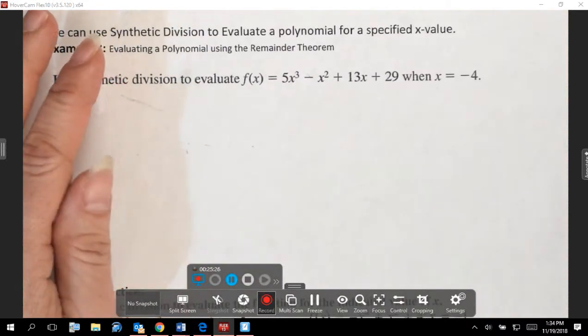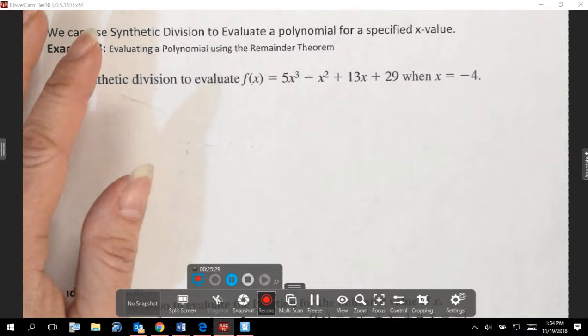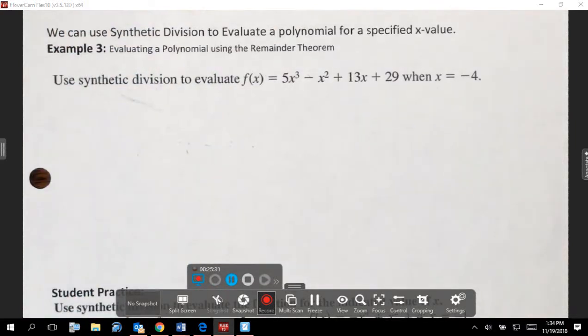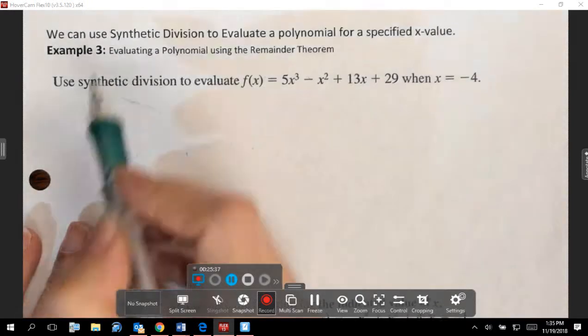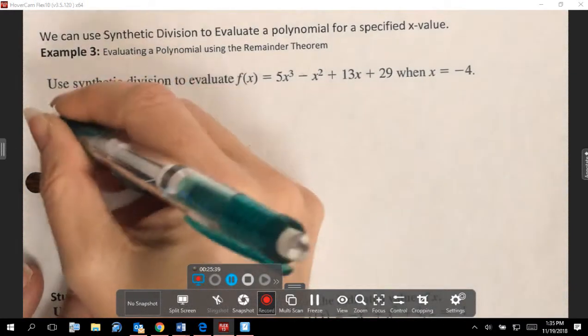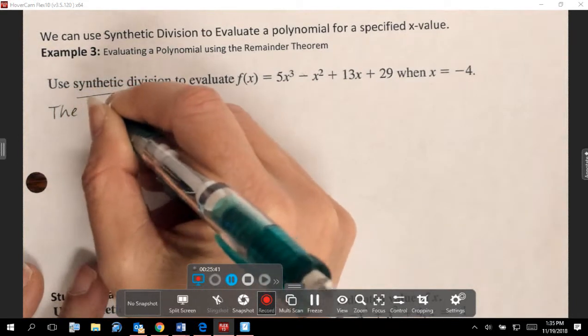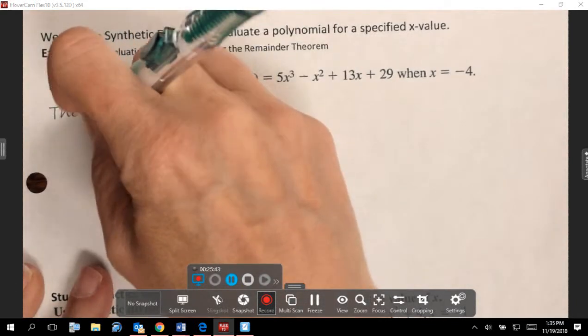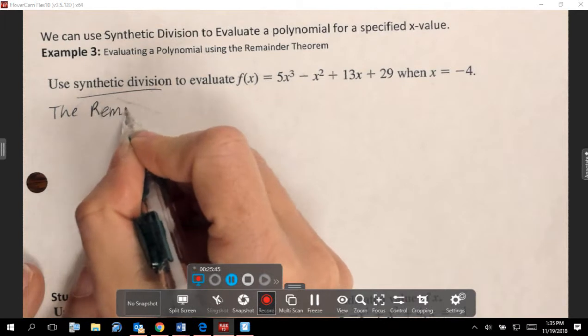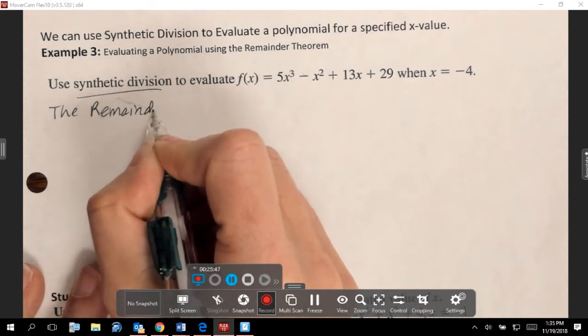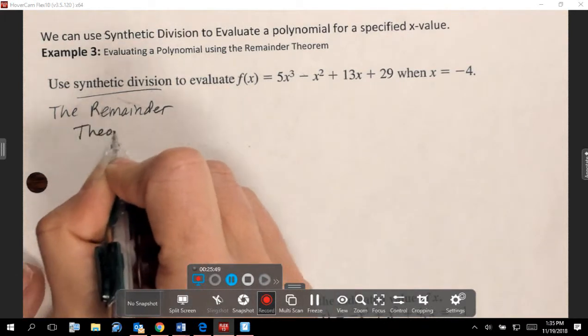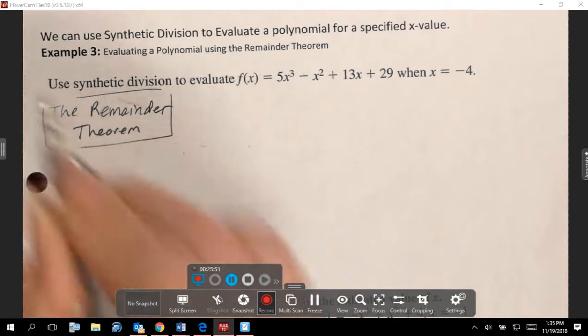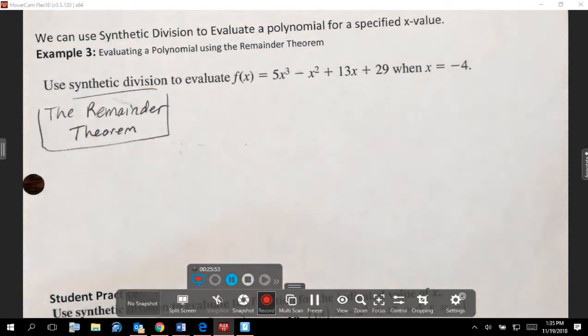If you never ever go back to this method, fine. But I want to introduce this method to you because we're doing synthetic division, so you're going to learn there is another method for finding the equation value when you plug in -4. This method uses synthetic division. This method is called the remainder theorem.